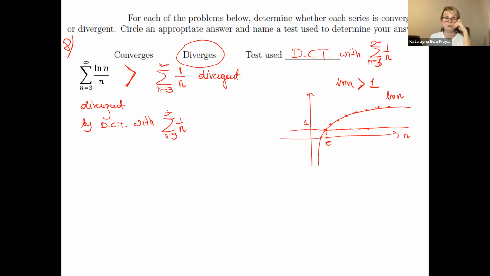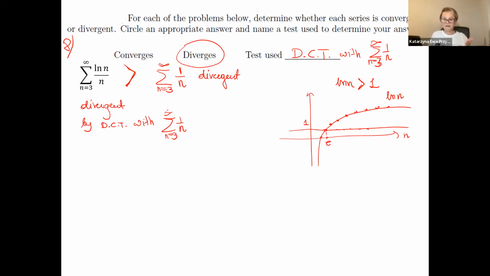But the integral test will also be good because natural log of n/n is continuous, positive, decreasing. We may prove decreasing, but it is definitely decreasing. And the improper integral will be divergent. But yeah, with direct comparison, we don't have to. Sometimes we can use more than one test, but we only have to list one.